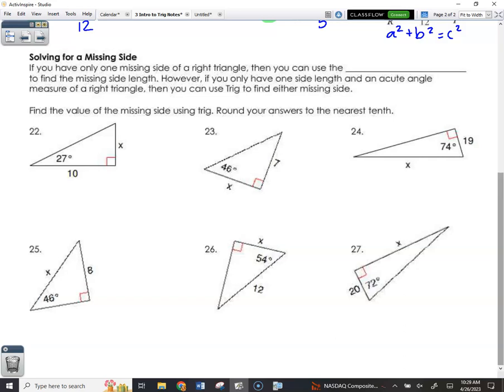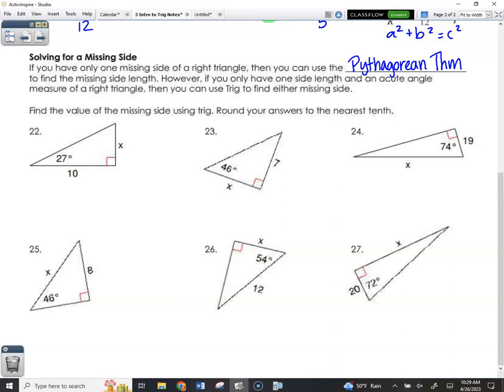Y'all staying with me? Yeah. Number 22 only gives me one side, so I cannot use the Pythagorean theorem here. Notice it says if you have only one missing side of a right triangle, you can use the Pythagorean theorem. We're going to abbreviate theorem to find the missing length. But if you have more than one missing side, you have to use trig.